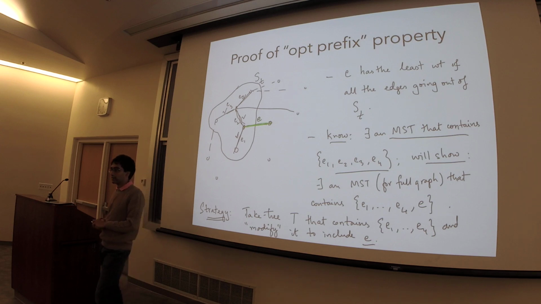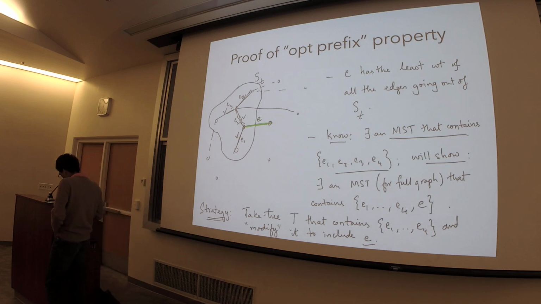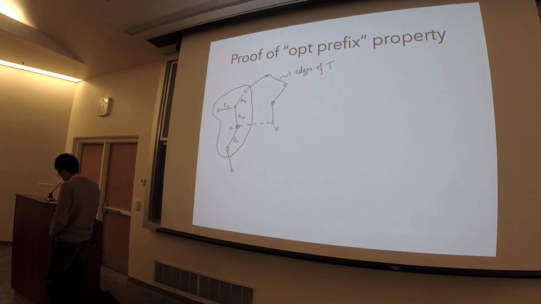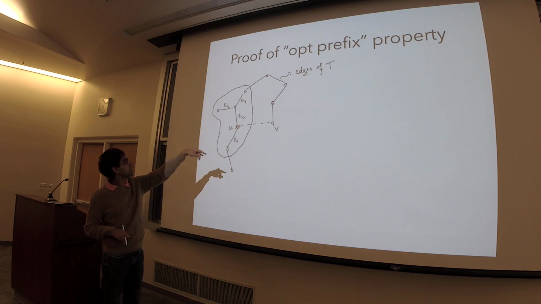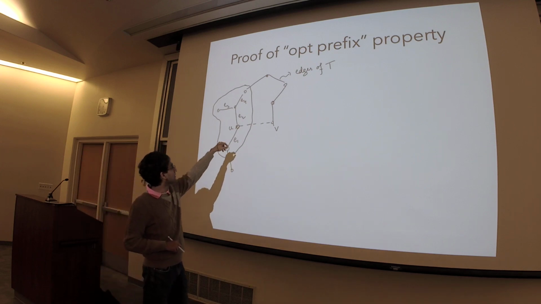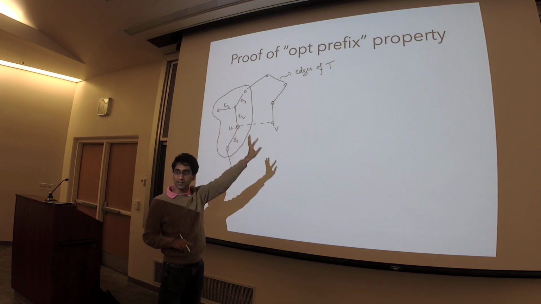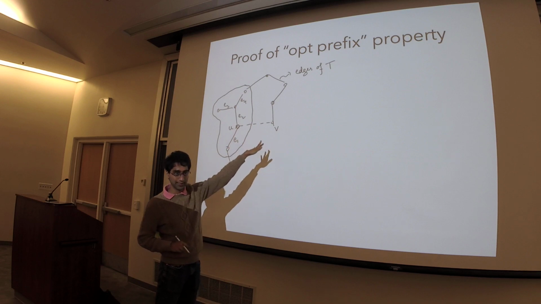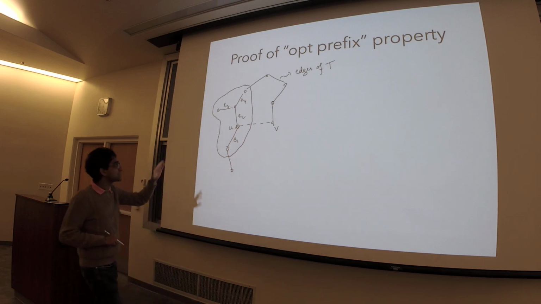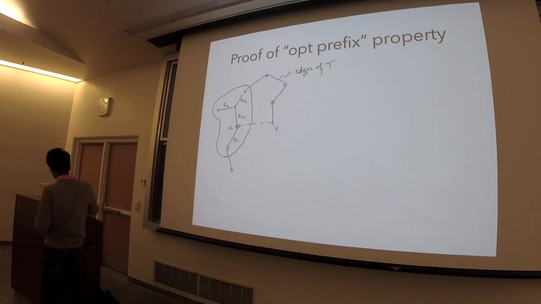Okay, good. All right, so that's what I'm trying to do. And these here are the edges of T, and it contains a bunch of others. And this is a spanning tree, so it contains a path from every vertex to every other vertex. In particular, it contains a path from U to V. Let's look at that path. And this is what I've drawn.